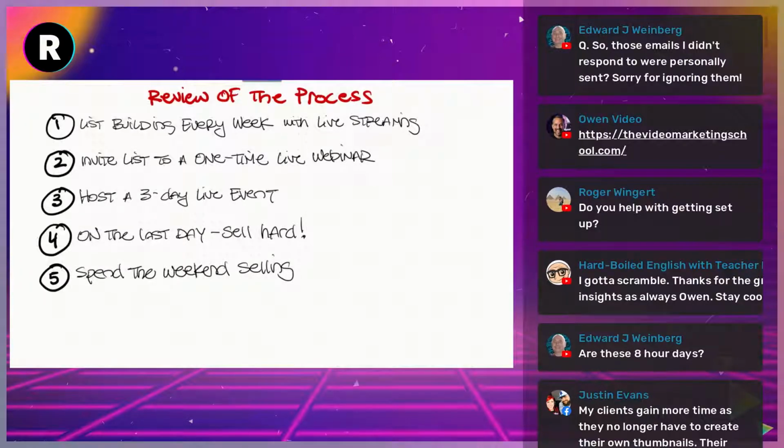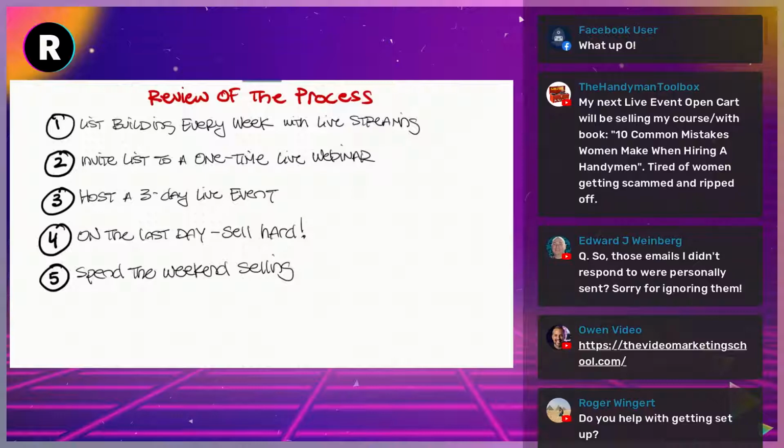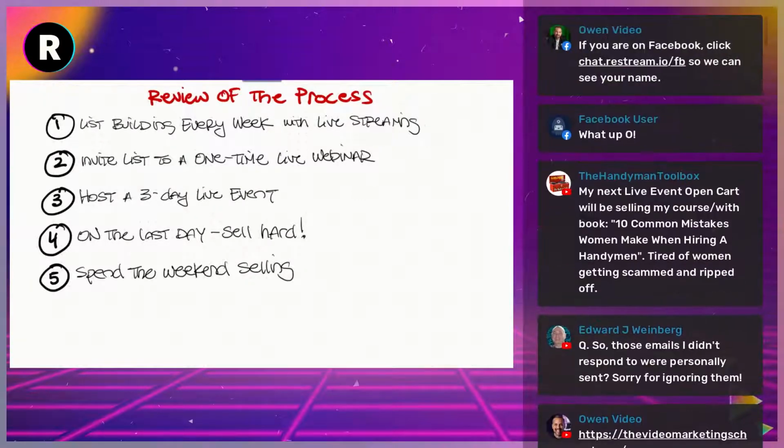Okay, so let's review that again really fast. What you're going to do is you're going to build a list every single week. Now, I don't care if you're adding 25 people to your list. I don't care if you're adding 5 people to your list. You go live every single week, and every single week you ask people to jump on your list. Then you're going to invite your list to a one-time live webinar. That can be a monthly webinar, or it could be a quarterly webinar, or it could be once every 6 weeks.